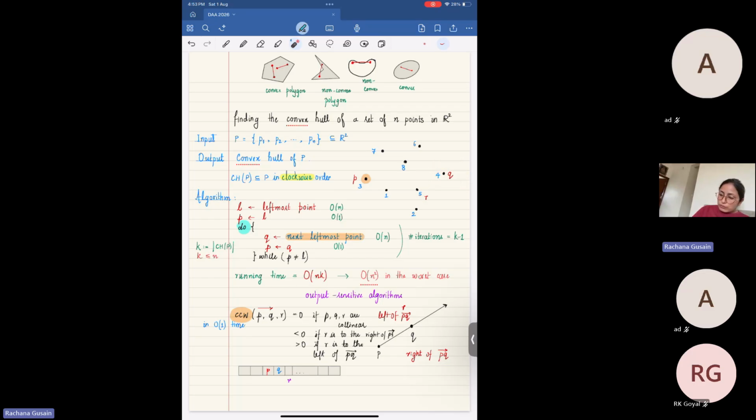So what I will do, I'll move to the next point in this list. Okay? So this R is going to iterate over the entire array other than the P and Q. We are going to scan the entire array. So the next R position is 6. This is R. Now are we going to update Q to be equal to R? What is the orientation of R with respect to PQ?